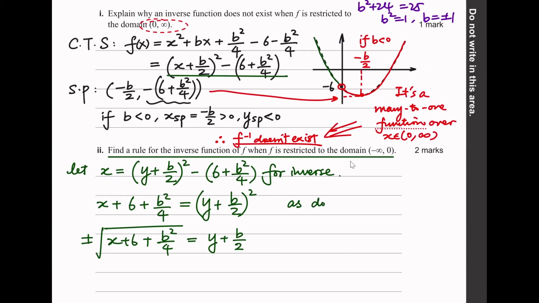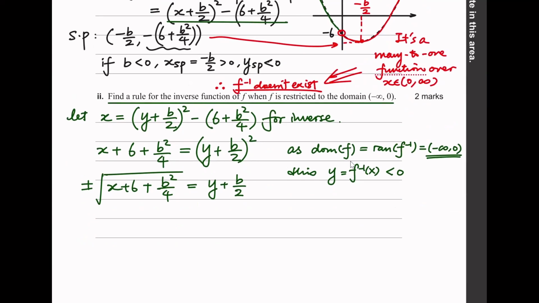As the domain of f equals the range of f inverse, equals minus infinity to 0, this y equals f inverse of x must be less than 0, okay? So we say y equals f inverse of x equals the negative square root of x plus 6 plus b squared over 4, take away half b, okay?